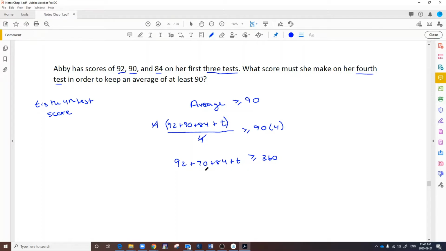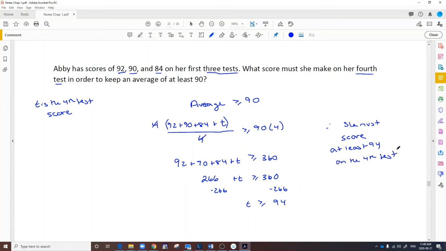So I'm going to collect like terms first. So I get 266 plus t is greater than or equal to 360. So then I'm going to subtract 266 from each side. And I end up with t having to be greater than or equal to 94. So therefore, she must score at least 94 on the 4th test. All right, good luck with these.